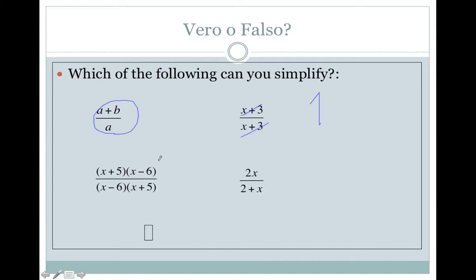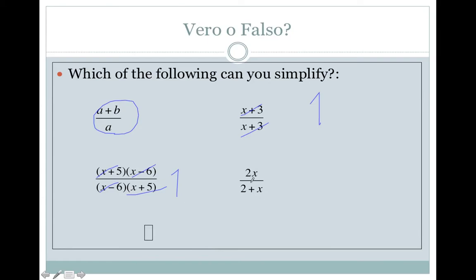Of course, with multiplication, the order doesn't matter. So x plus 5 over x plus 5 is going to be the same thing because it's multiplied by the binomial, or the two-term parentheses, x minus 6. So here, we do have addition and subtraction, but they're multiplied right here. So x plus 5 times x minus 6, it all cancels, we end up with 1.